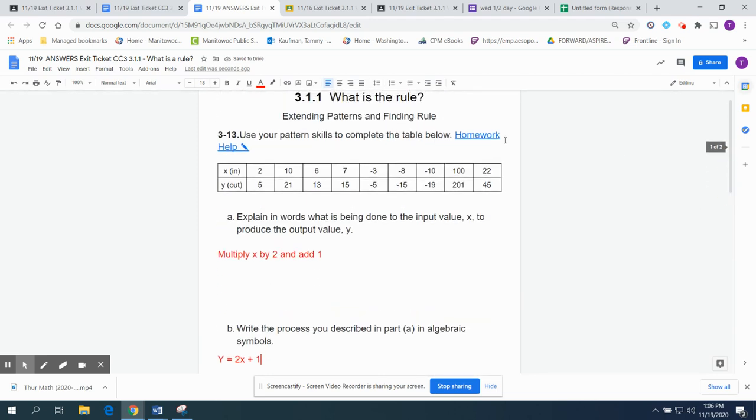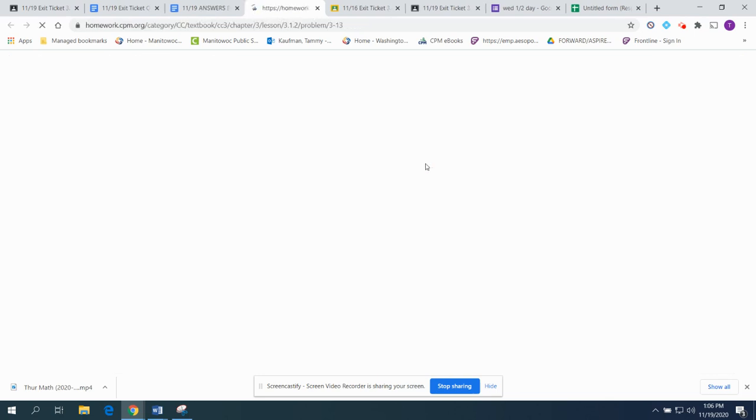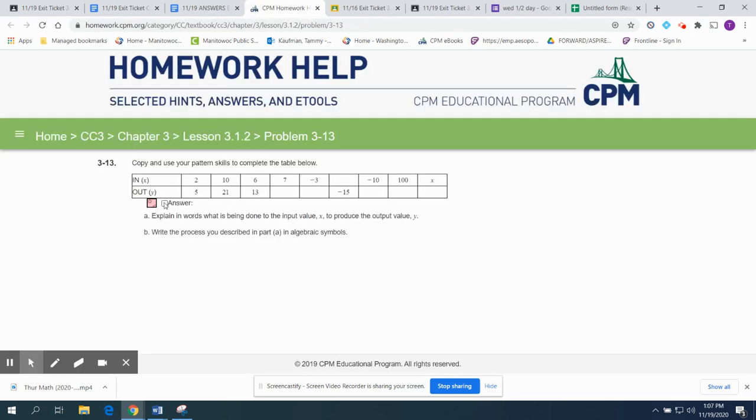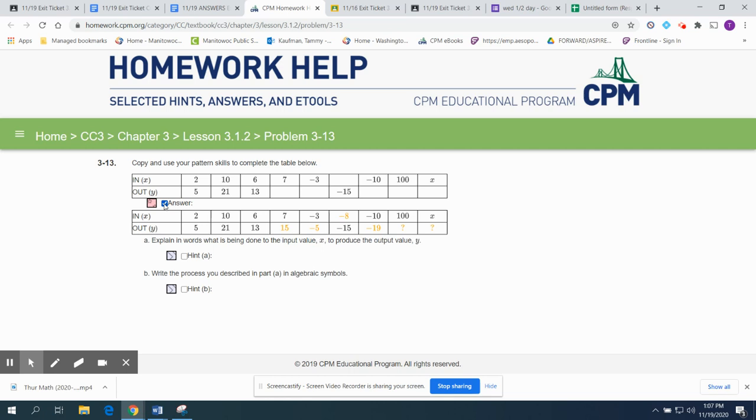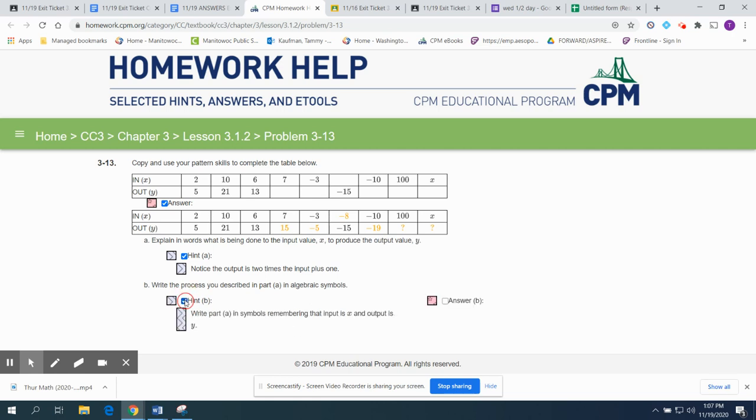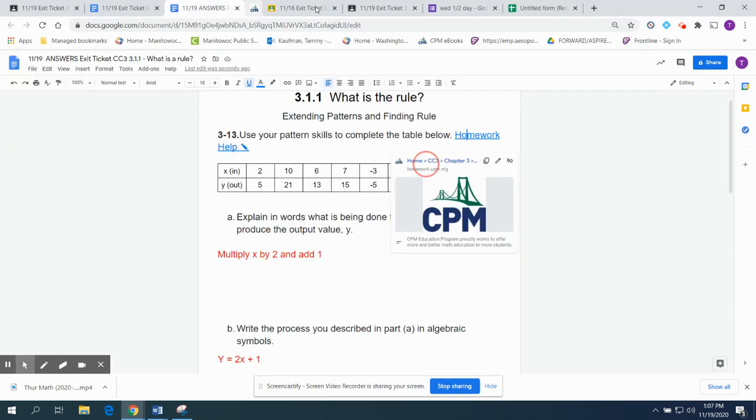You could also go into homework help. And if you look at homework help, if you go into the link, it gives you the answers in your table. Notice the output is 2 times the input plus 1. So it kind of gives it to you. It writes the process algebraically, and actually then gives you the answer. So no reason that you can't get the answer on these.